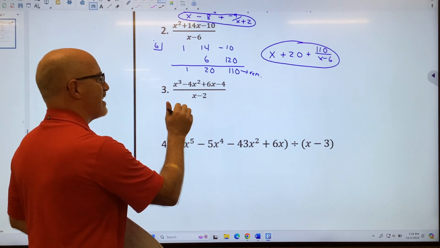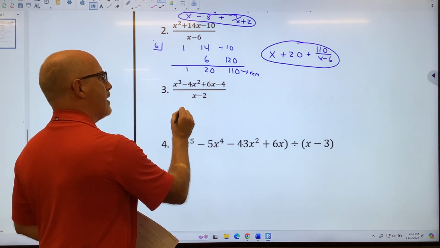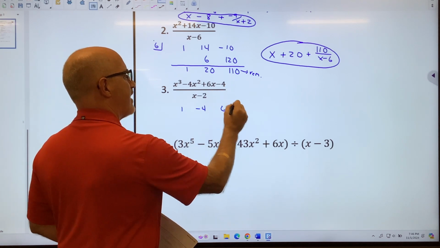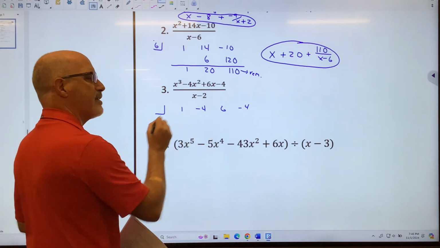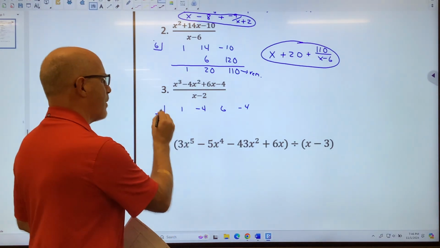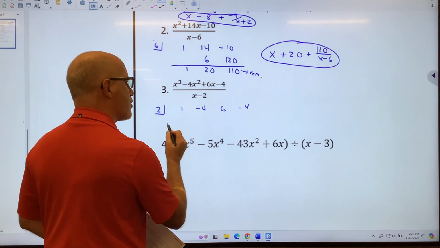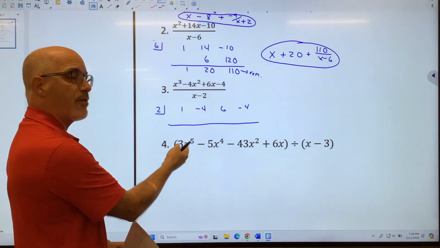So I'm going to take this, I'm going to strip away the variables. I'm going to make it a 1, a negative 4, a 6, and then a negative 4. I'm going to put in the box the opposite of that number in the denominator, so a positive 2. I'm going to skip a line, draw a line, and then I bring that first number down.